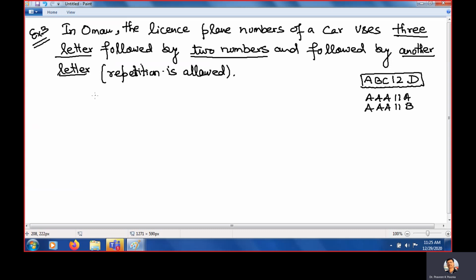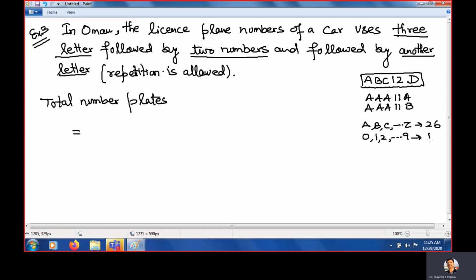Okay, so what is he saying? He is saying how many total number plates are possible. So total number plates is equal to. Now how many English alphabets? If you count A, B, C up to Z, it is 26. 26 English alphabets. And if you're talking about numbers 0, 1, 2 up to 9, there are 10 numbers. So how many alphabets are possible here? Here may be A, B, C, D, E, any letter. So let it be Z.